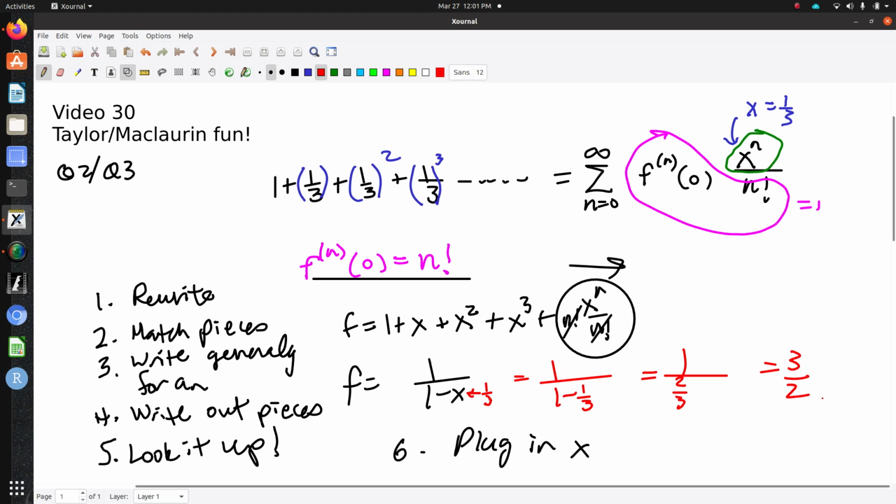Okay? So that's great. So you just rewrite it, match the pieces, find some general expression. You might have to write out some pieces again so that you can look it up. Once you find out what function this whole thing is based off of, you can just plug in x. Now you may have been able to leapfrog from this stage to this stage. That's okay too. If you can see, oh wait, that's just a progression of x, x squared, x cubed, and you look it up, that's fine. You can jump over that step. So I'm giving you all the steps you might need, but you can leapfrog over them if you wish.